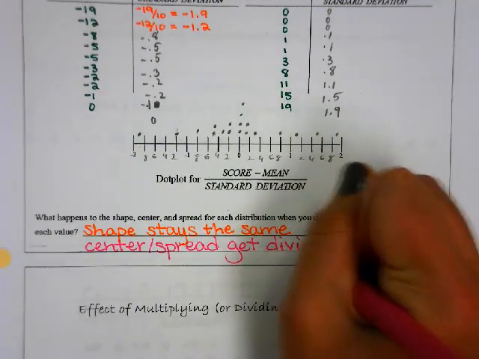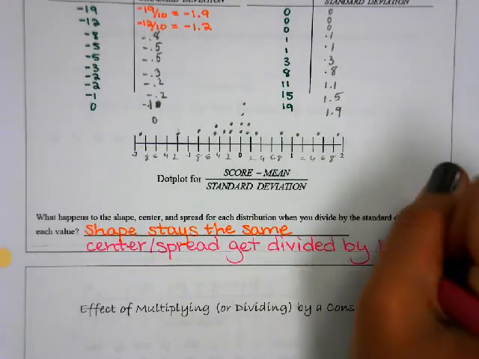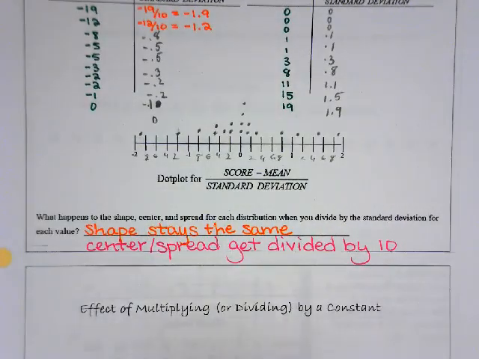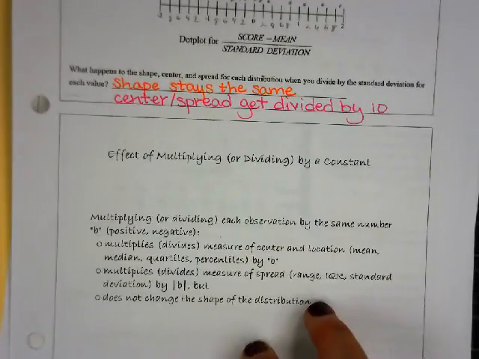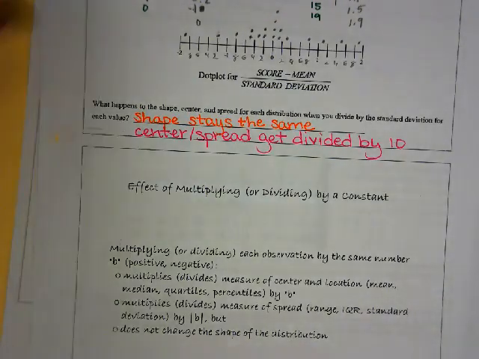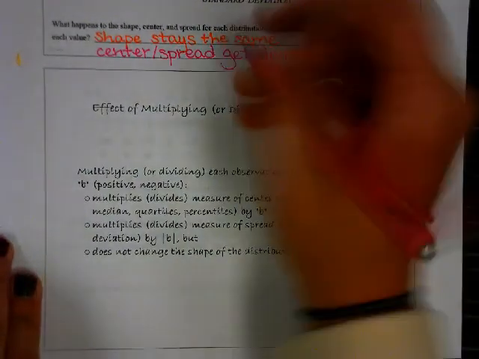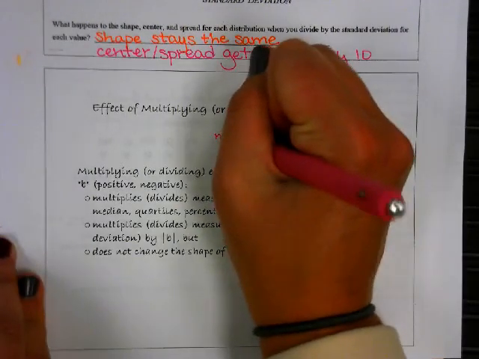So down below, I summarized for you again the effects of multiplying or dividing by a constant. Remember that dividing is the same as multiplying because dividing is technically multiplying by a fraction. So they are the same thing, just like adding and subtracting are the same operation.